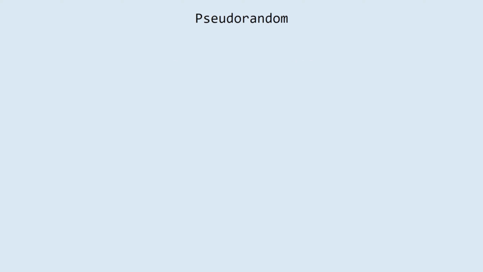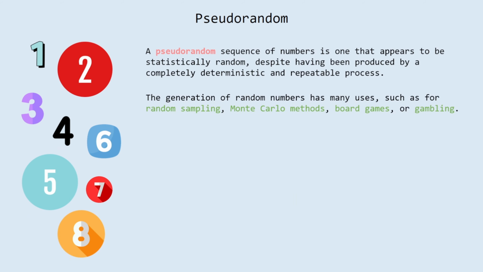Let's go. A pseudo-random sequence of numbers is one that appears to be statistically random, despite having been produced by a completely deterministic and repeatable process. The generation of random numbers has many uses, such as for random sampling, Monte Carlo methods, board games, or gambling.